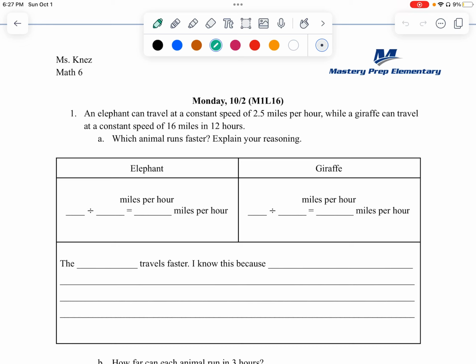nice graphic organizers. Question 1 says, an elephant can travel at a constant speed of 2.5 miles per hour, while a giraffe can travel at a constant speed of 16 miles in 12 hours. Who runs faster? Explain your reasoning.